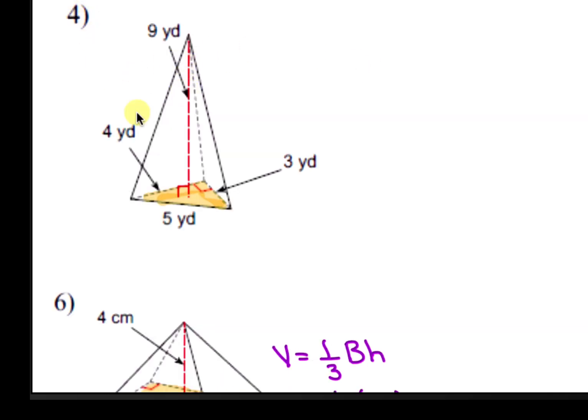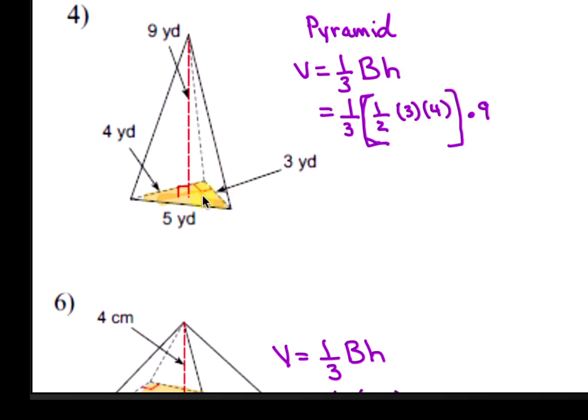All right, number 4, we want to find the volume of this figure. This is a pyramid with a triangular base, and the formula is volume is 1/3 the area of the base times the height. Now the base is a triangle, and to find the area of that triangle, it's 1/2 of the 3 times this side here, 4. So it's 1/2, 3 times 4 gives us the area of the base. The height is 9, so that's times 9 there. And when we multiply all of this out, we end up with 18. So the volume is 18 cubic yards.